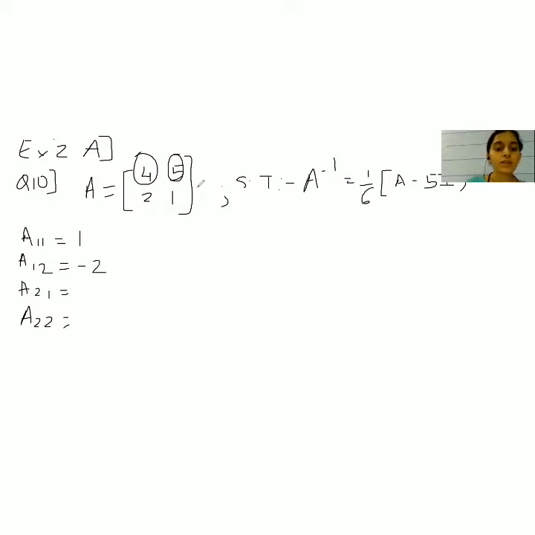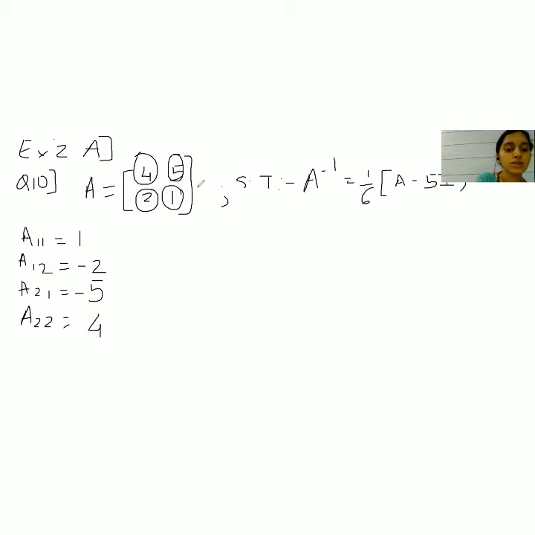Then the cofactor for A21. Let us find its minor. Element A21, its minor will be 5, and the sign will change because 2 plus 1 is 3. A22, the cofactor of 1, will be 4 and the sign will not change.